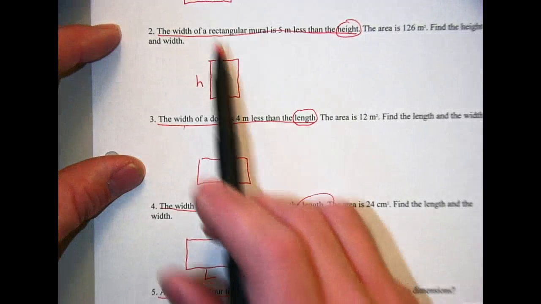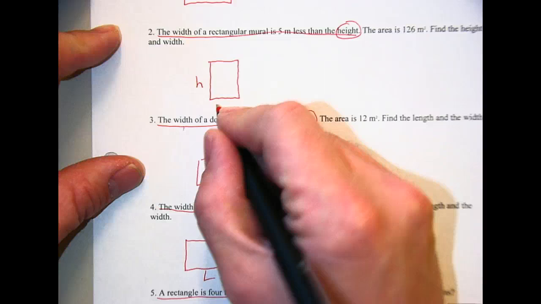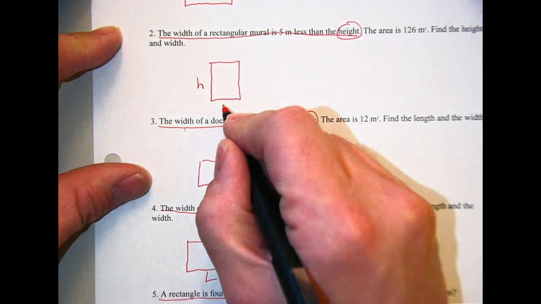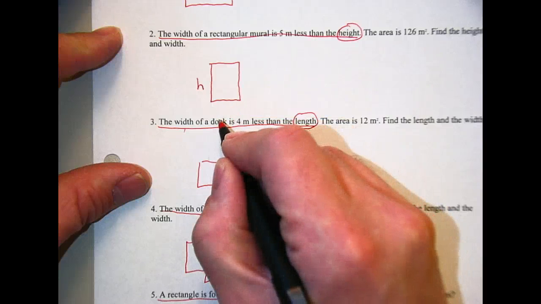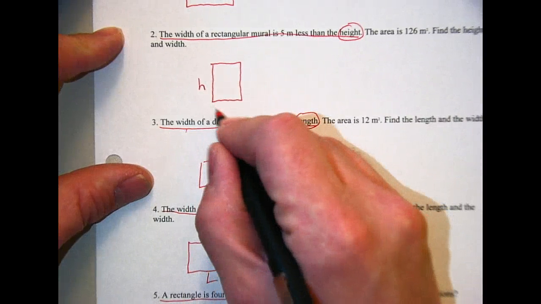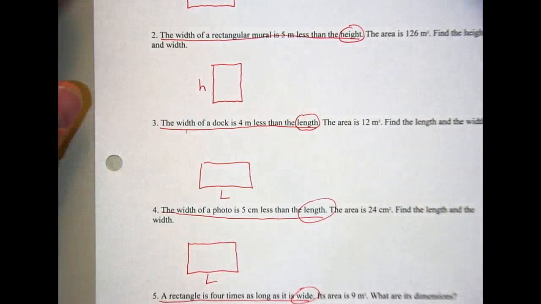Okay? The width of it is 5 less than the height. So that means this width, if I'm going to write it in terms of height, tell your neighbor how you could write that expression right here. Width is equal to, you can only use the variable h here to figure out the width.